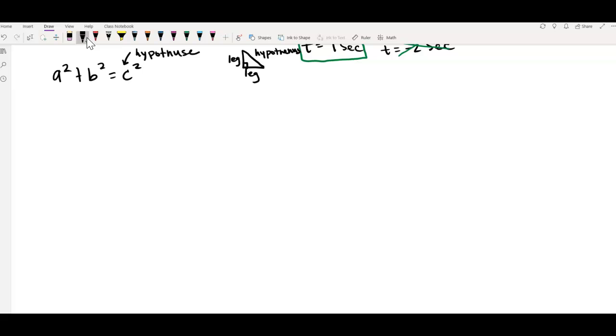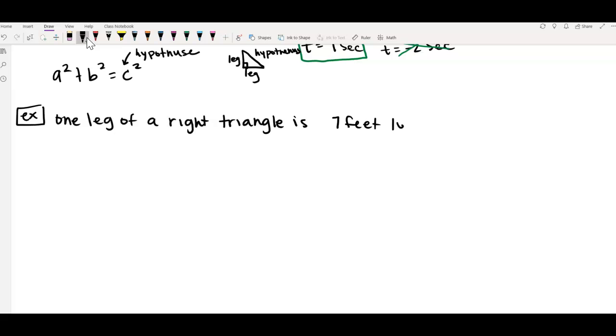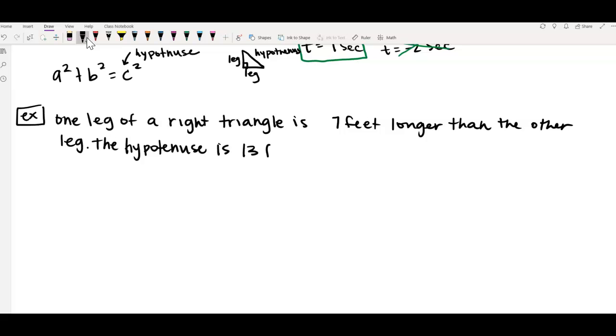So if we have this problem that says one leg of a right triangle is 7 feet longer than the other leg, the hypotenuse is 13 feet. Find the dimensions of the triangle, right?